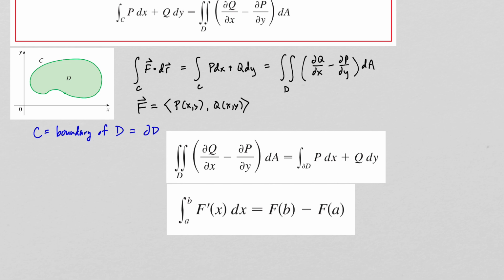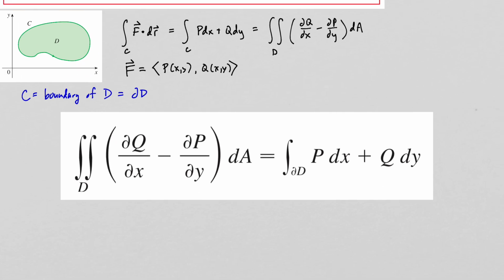And the other thing, this is an interval from a to b. Think of a number line from a to b. And this is simply looking at the boundary of that interval. Because if you're looking at a number line from a to b, the boundary of that interval is simply the points a and b. And so this is basically the fundamental theorem of calculus for double integrals.